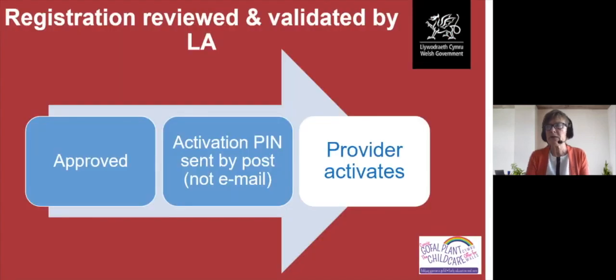So on the next screen, I've made this in a red colour just to clarify that this is the role of the local authority. They review your registration and they validate your information. Some of it has already been validated online. Also, LAs will validate offline if they need to. So once they've done that, they will approve your registration and an activation PIN will be sent by post, not via email. Once you've received that letter as the provider, you'd come back into your setting and you'd activate your setting.